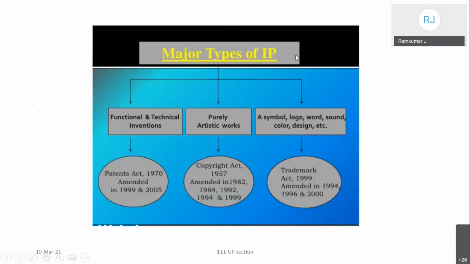The major types of IP are functional and technical invention, then purely artistic invention, and a symbol, logo, word, sound, color, or design, which is going to be trademark. If you have a functional and technical innovation, we go for patents. There are design patents and process patents. A design patent is, okay, you made a red color pencil. Now you change the red color pencil into a green color pencil, but make it a little longer and new functionality is added.